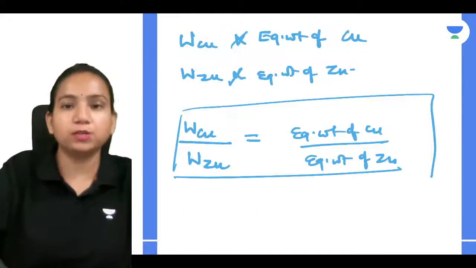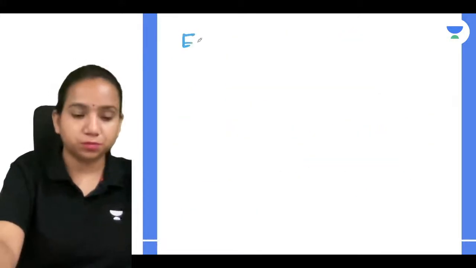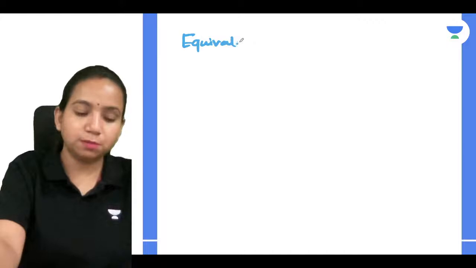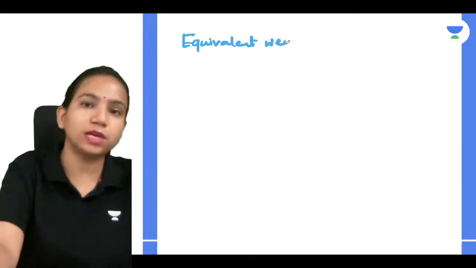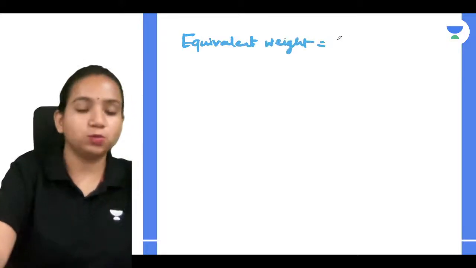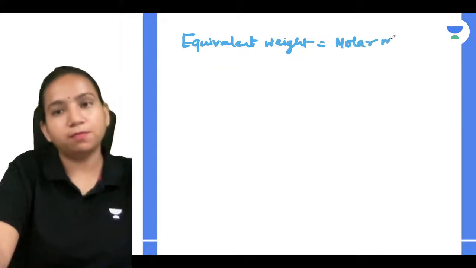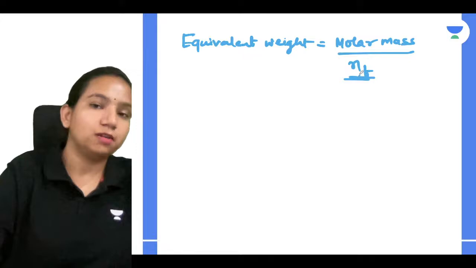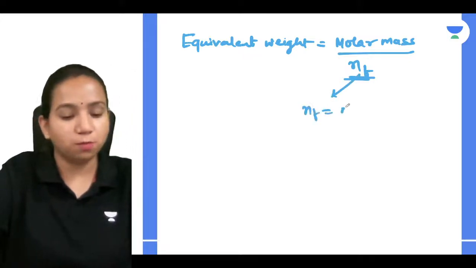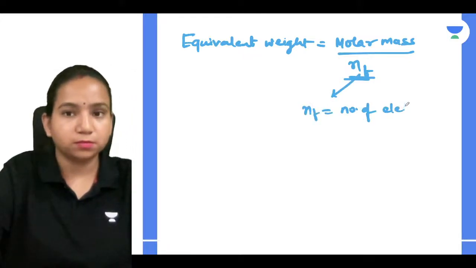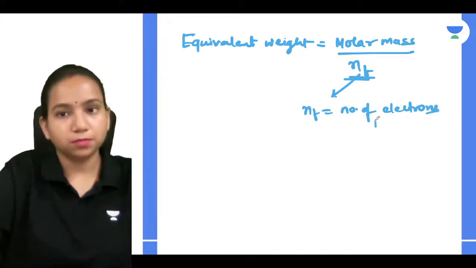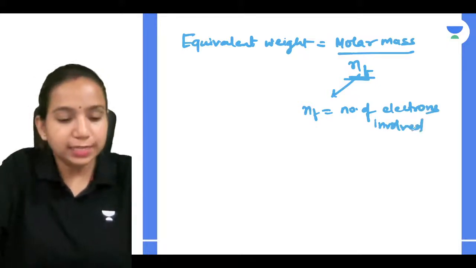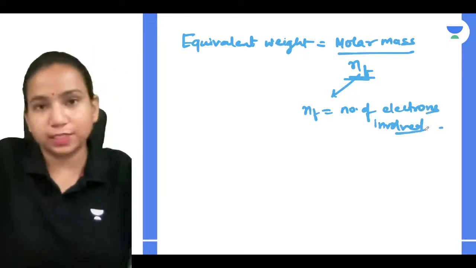And how do you calculate the equivalent weight, guys? Remember from the basic concept. Equivalent weight is equal to molar mass divided by n factor, and here the n factor will be equal to the number of electrons involved. In detail about it, we'll be learning in the next session, guys.